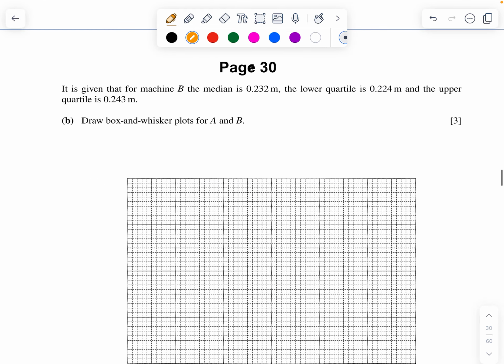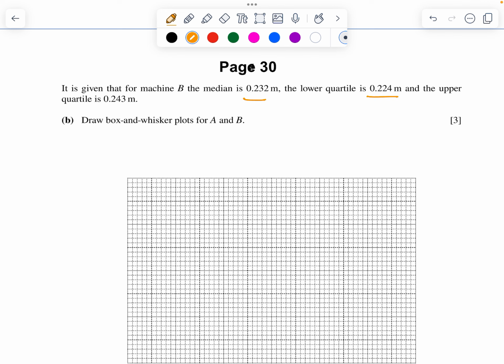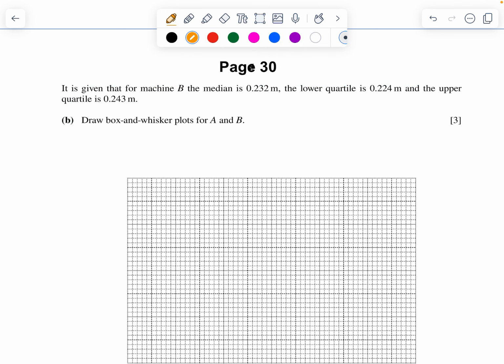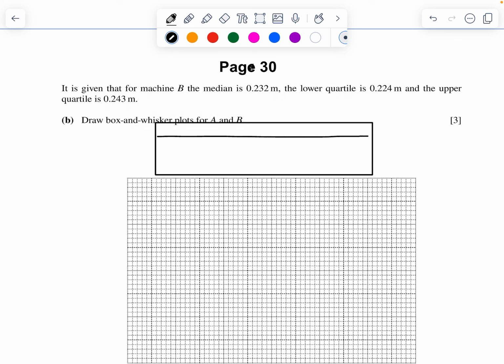It is given that for machine B the median, lower quartile and upper quartile are given. Draw the box and whisker plots for both. So first thing we have to do is make a table for the quartiles and median for A and B, so that it is easy to draw it out.